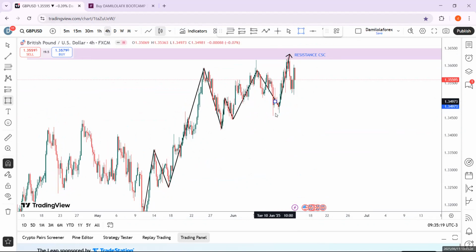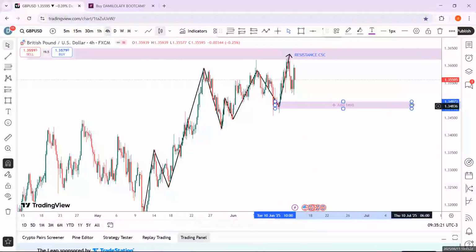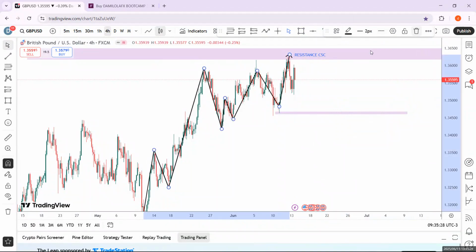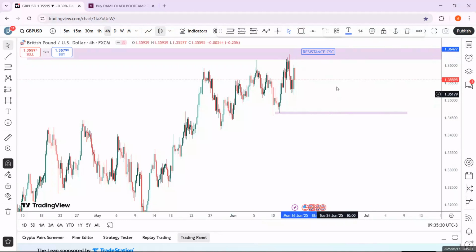So what am I doing again? Just like I've been doing, I take the last higher low. This is currently the last higher low of prices. Then I take it and take the most significant high as my new range of focus.